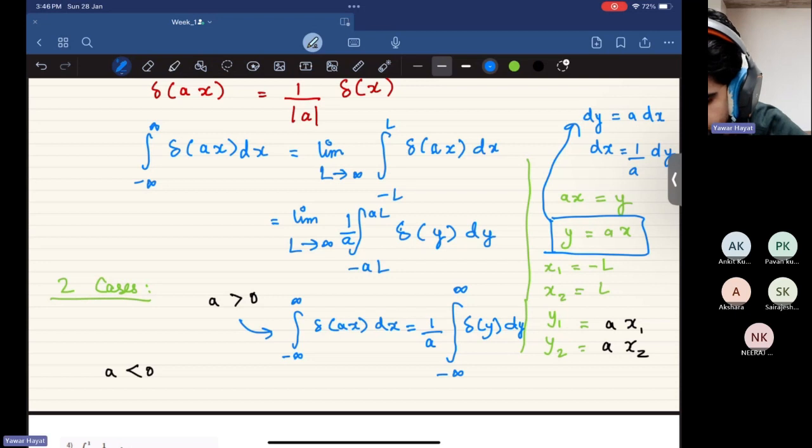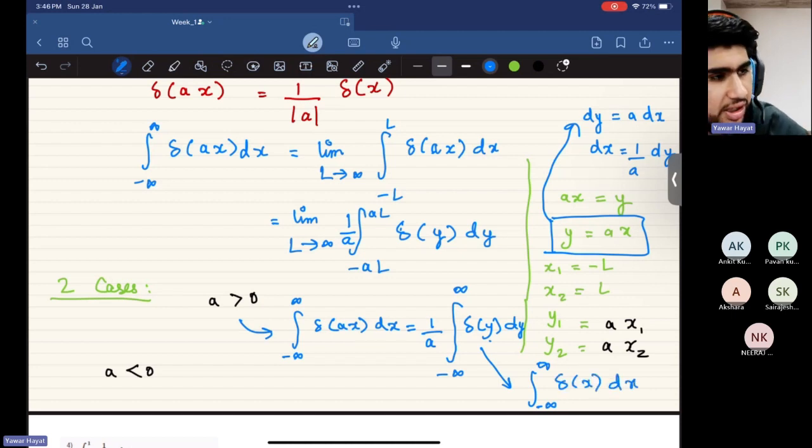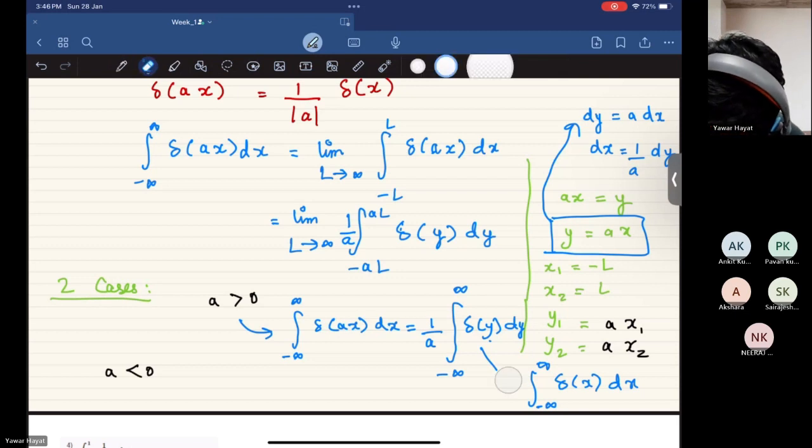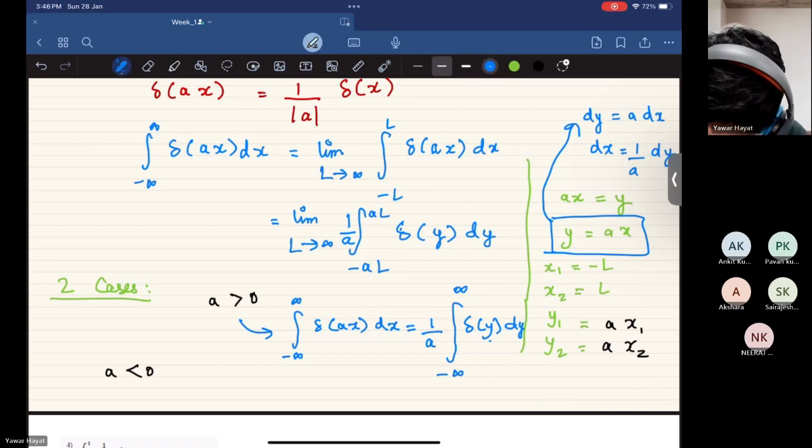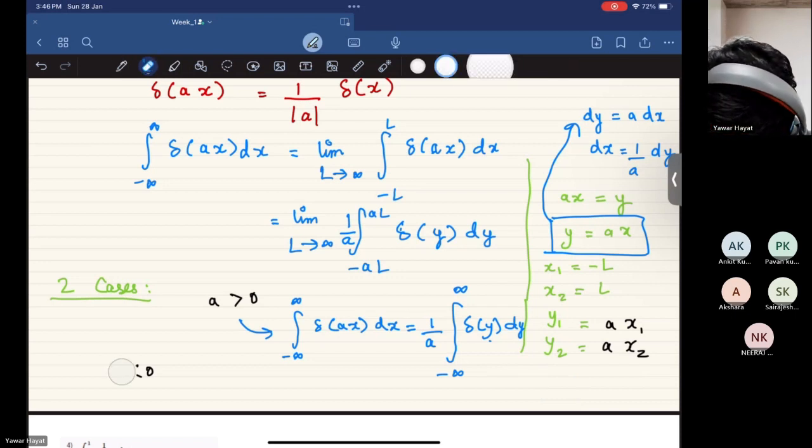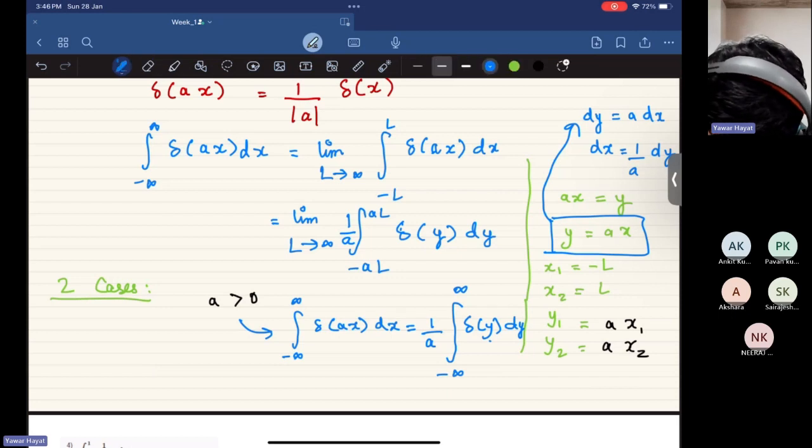Now, I'm sure you all are aware that we can change the variable of integration, right? I mean, this is same as writing minus infinity to infinity delta of x dx. Is everyone convinced? Okay. If not, just let me know. I'll address that.